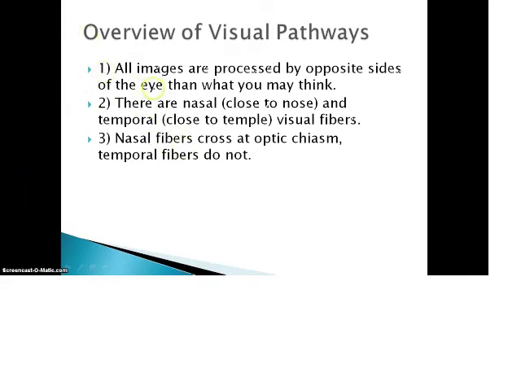So let's go ahead and review that complicated mumbo-jumbo. All images are processed by opposite sides of the eye than what you may think. That happens because the lens of the eye inverts the image that you look at. There are nasal fibers, close to the nose, and temporal fibers, which are close to the temple. Nasal fibers have to cross over at the optic chiasm, but temporal fibers do not.